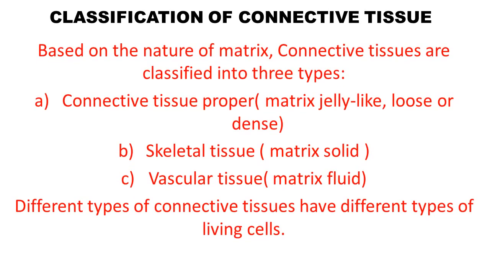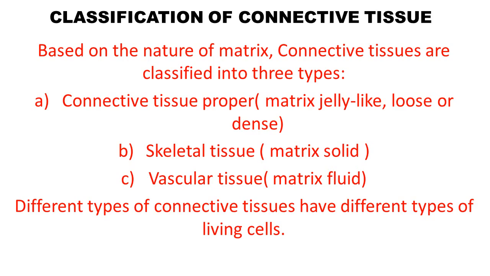Now, connective tissues are also classified into different types based on the nature of the matrix. Based on the nature of the matrix, the connective tissues are categorized into three major types. The first is known as connective tissue proper, which contains the matrix in the form of a jelly-like or loose matrix, or it may be a dense matrix. If the matrix is in the form of jelly, loose or dense, we call that category of tissues connective tissue proper.